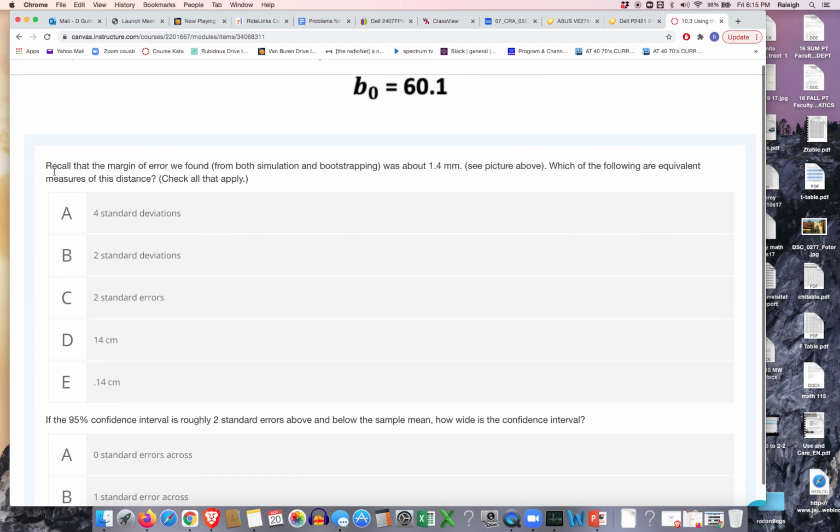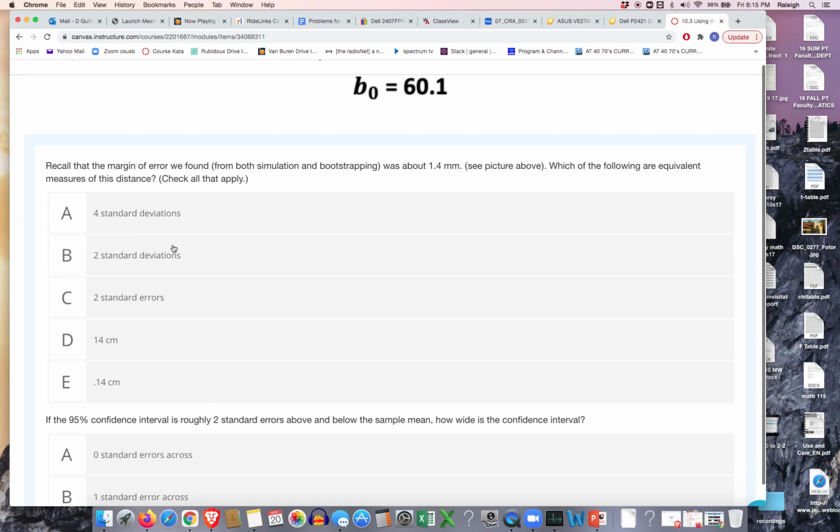Anyway, let's get to the multiple choice questions. Recall that the margin of error we found, from both methods, was approximately 1.4. Which of the following are equivalent measures of this distance? As we are in 10.3 now, about the normal curve, check all that apply. Within 4 standard deviations. No, I don't see that that's right at all.